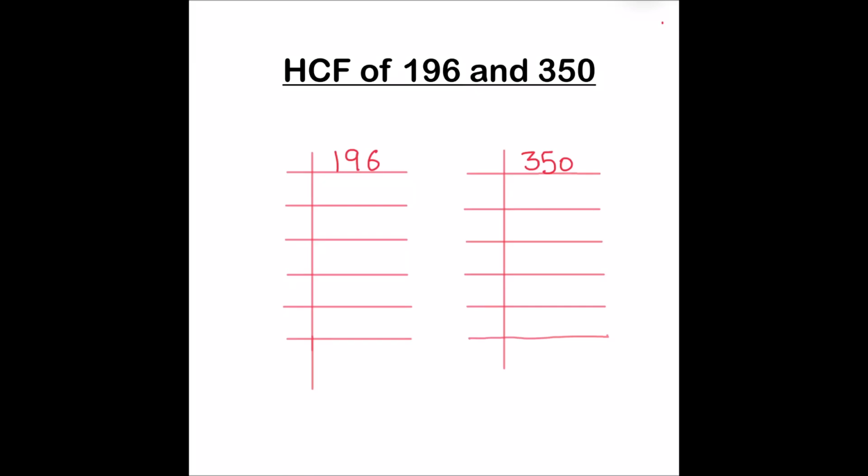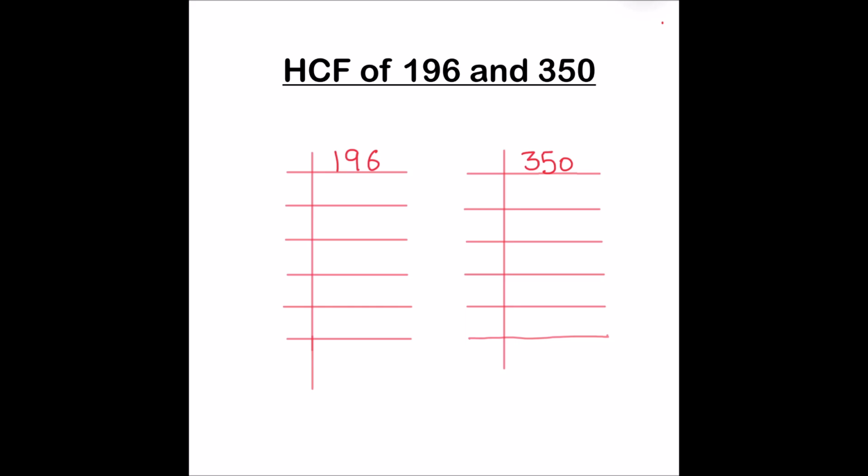Hello students, in this video we are going to learn how to find the HCF of 196 and 350. For that we are going to be using the prime factorization method. In this method we will first find the factors of the numbers separately. So let's find the factors of 196 and 350.